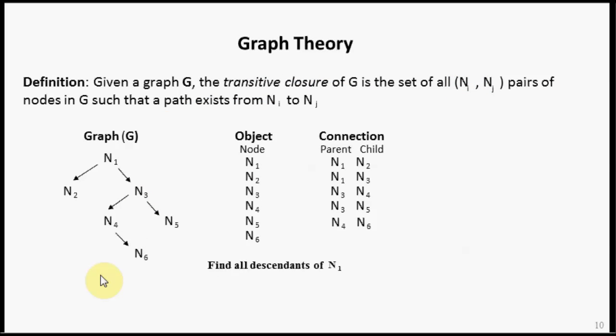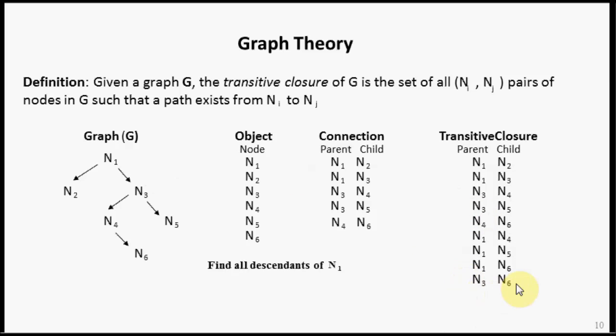The notion of transitive closure is a concept that is foreign to most people. So let's look at a definition of transitive closure. Given a graph G, the transitive closure of a graph is the set of all potential paths between all nodes in the graph. In fact, the transitive closure of a graph can be represented using a relational table. So the way to think of the population of this table is as follows.